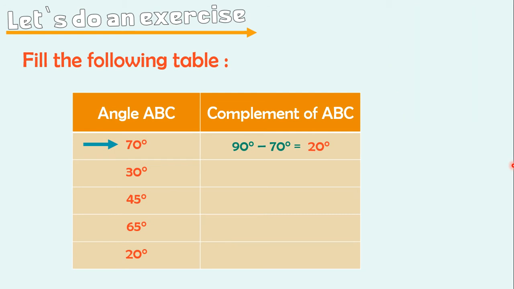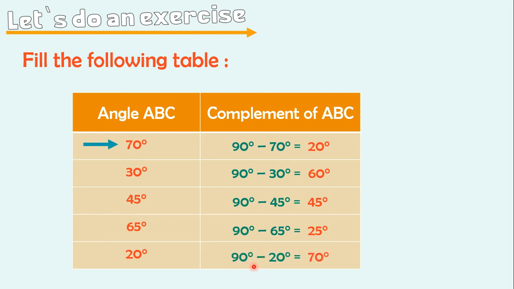Now let's do it together. In the same way, 30 degrees. So we say 90 degrees minus 30 degrees equals 60 degrees. So the complement of 30 is 60 degrees, or the complement of 60 is 30 degrees. In the same way, 90 degrees minus 45 equals 45, so the complement of 45 is 45. In the same way, 90 minus 65 equals 25 degrees, and 90 minus 20 equals 70 degrees.